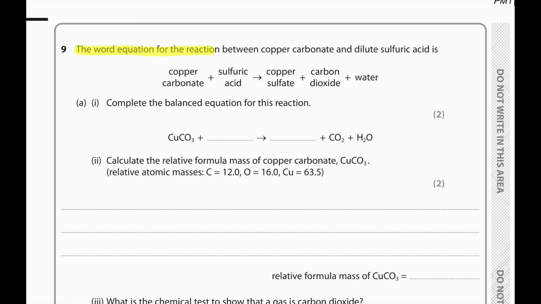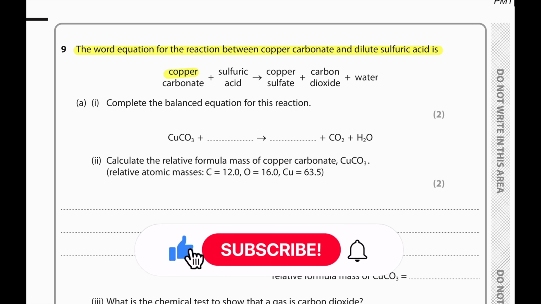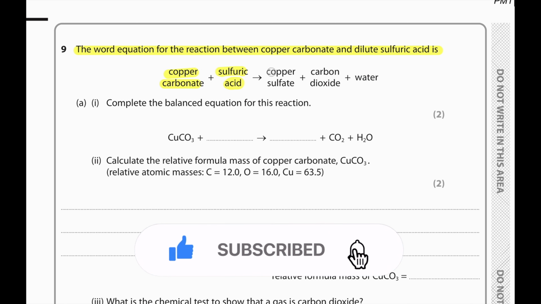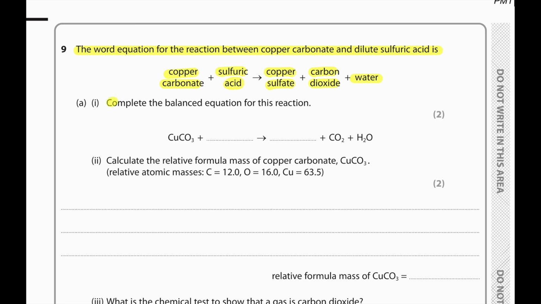The word equation for the reaction between copper carbonate and dilute sulfuric acid is: copper carbonate reacts with dilute sulfuric acid, which produces a copper sulfate solution along with carbon dioxide and water. Now they are asking us to complete the balanced equation for this reaction. Let's go through this one by one. Sulfuric acid has a chemical formula of H2SO4 and copper sulfate has a chemical formula of CuSO4. So it will be H2SO4 and on the other side it will be CuSO4, copper 2 sulfate.